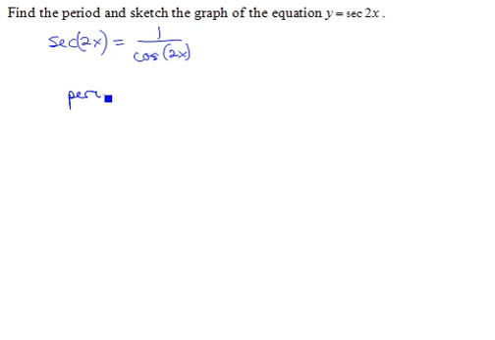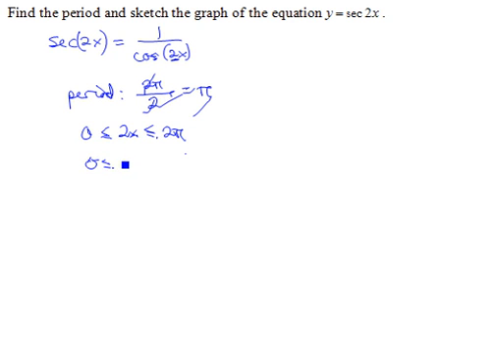The period for that can be found by doing 2 pi, the period of an unchanged cosine curve, divided by the coefficient of x, that's divided by 2. That gives me a value of pi for the period for the cosine curve. And if I look at the interval from 0 to 2 pi for the argument of cosine 2x, and if I divide everything by 2, I have 0 less than or equal to x less than or equal to pi, and we can see that the first cycle for the cosine curve will happen on the interval from 0 to pi. So let's sketch that.